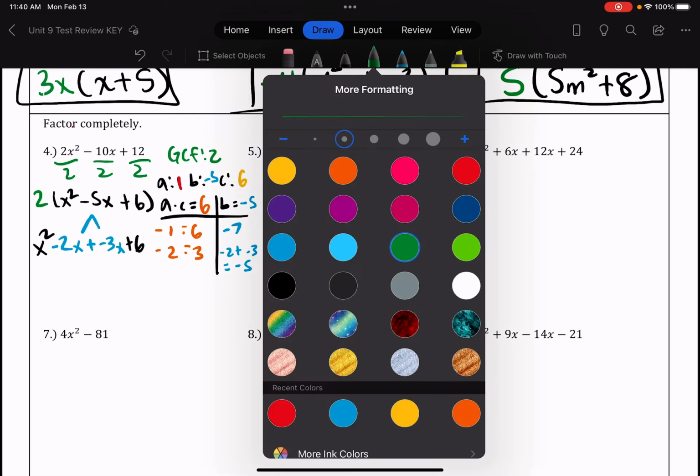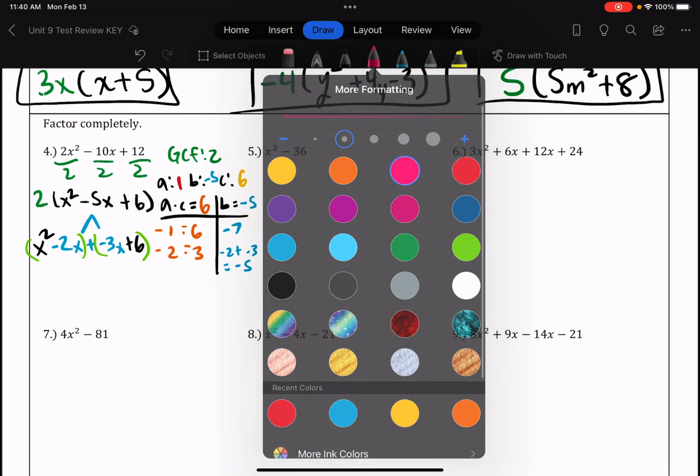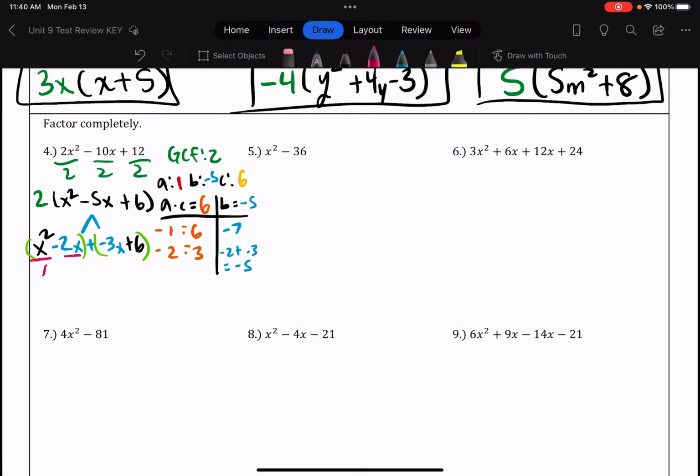Then I'm going to factor by grouping. I'm going to group the first two terms and group the last two terms. I divide out an x from the first two terms because that is their greatest common factor, and I'm left with x minus 2.